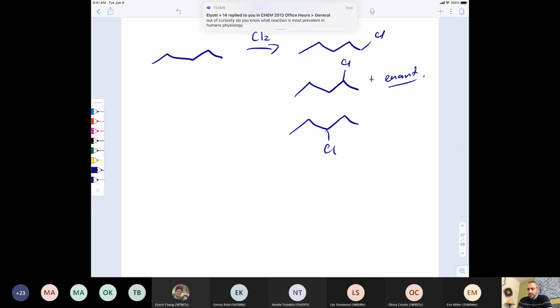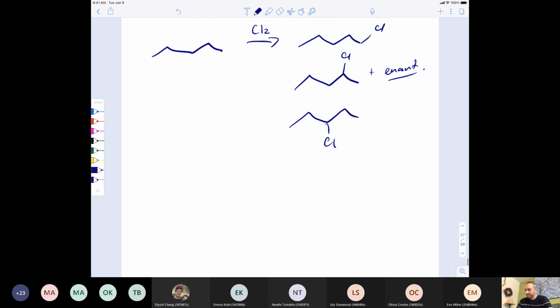Anything else people would like? Out of curiosity, do you know what reaction is most prevalent in human physiology? SN2s all over the place. And you'll learn about that when you go into biochem. There's all kinds of SN2s taking place inside enzymes. Also water, right? It's all over the body. It's a nucleophile. It can do SN2s. Actually, it's probably not the most prevalent. I'd say acid-base reactions are more prevalent than any kinds of substitutions. Acid-base is super, super common in biology.